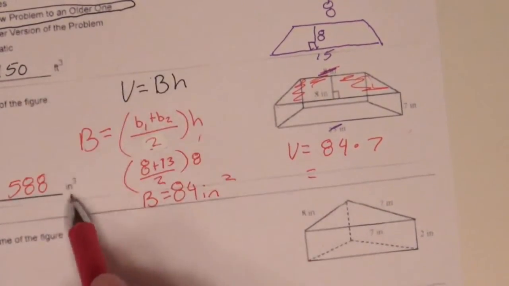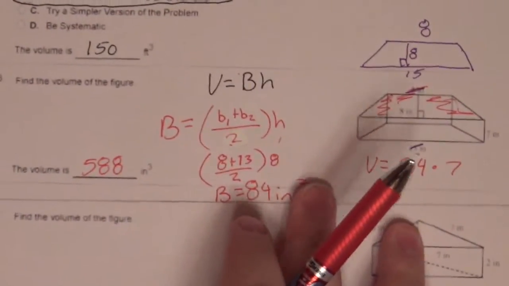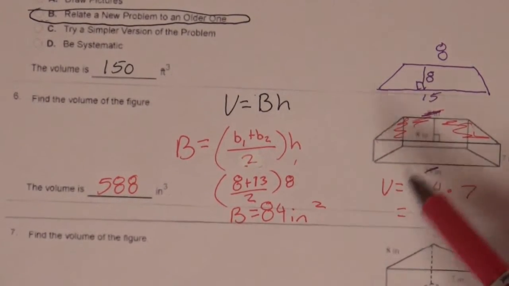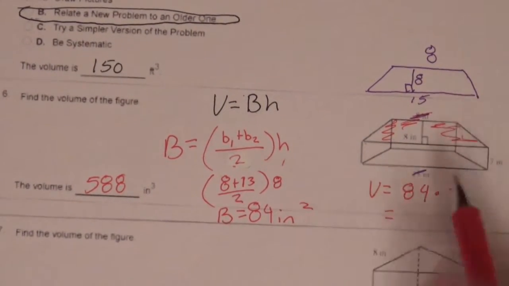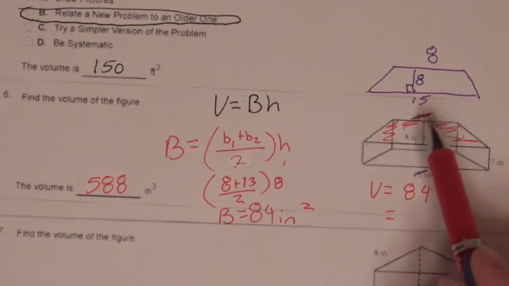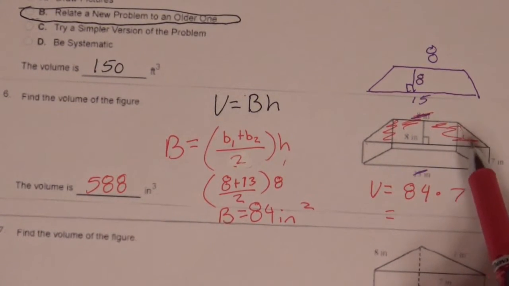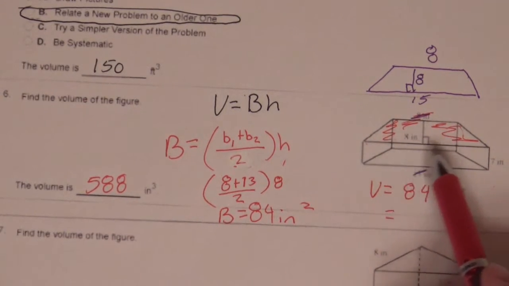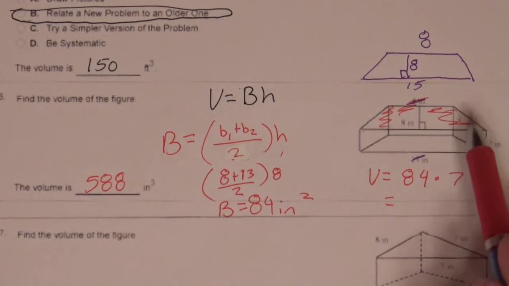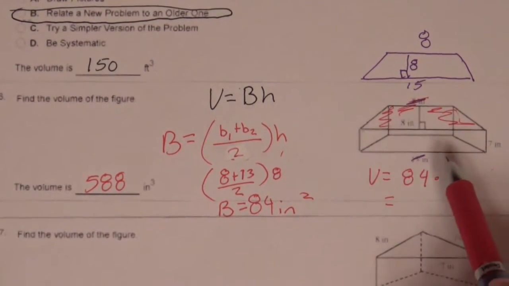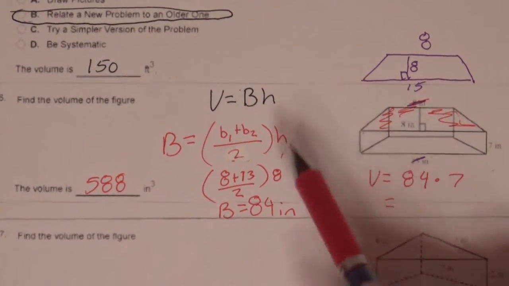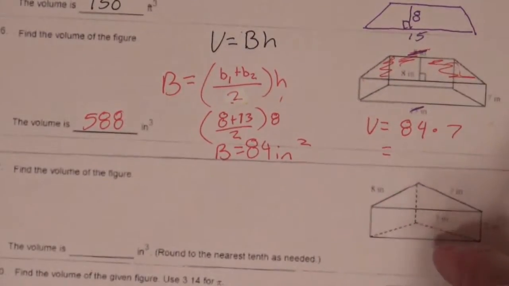588 what? Inches cubed. Now this one, like I said, is complicated because you have to think in three-dimensional terms. One, this is a three-dimensional object. Two, it has a trapezoidal base. So you have to find the area of your base. Once you know that, you multiply the area of that base times the height to get the volume. Basically, this equation. So we had to use a little bit of common sense.